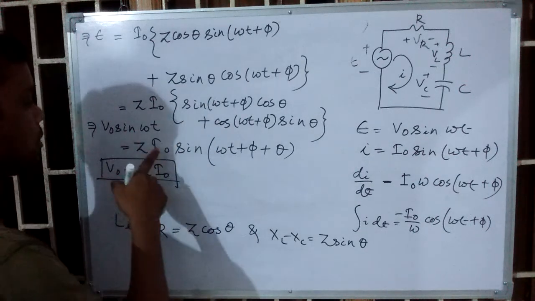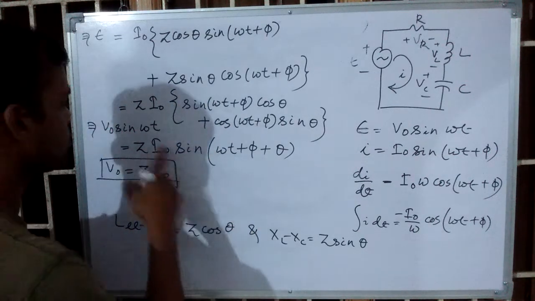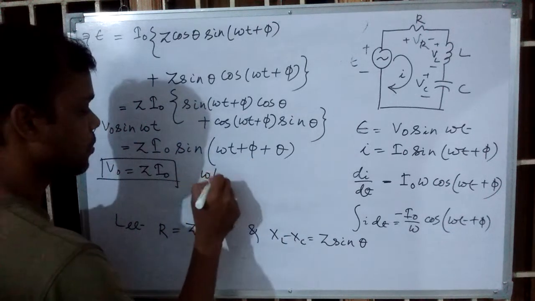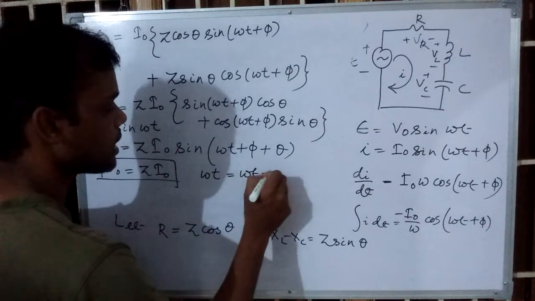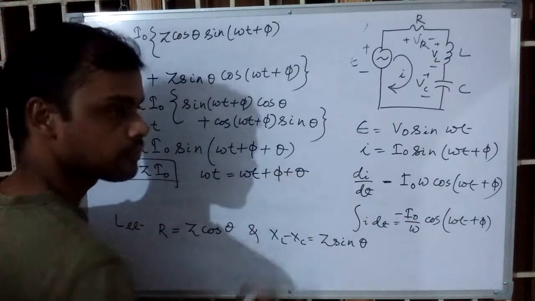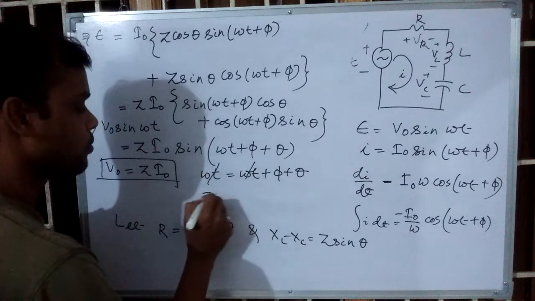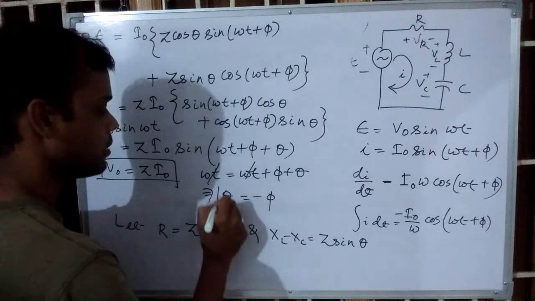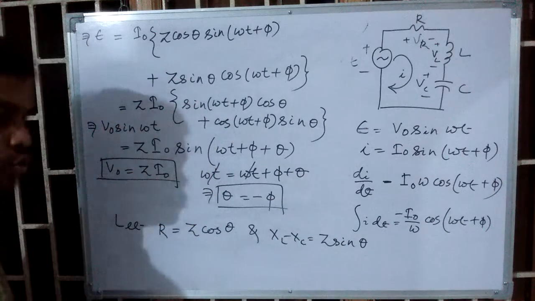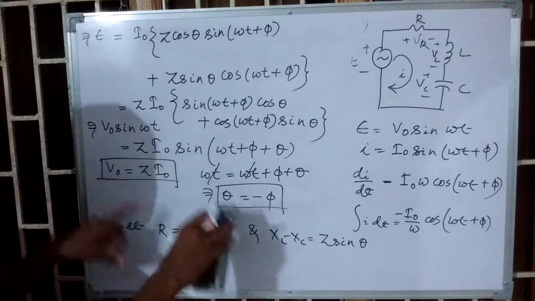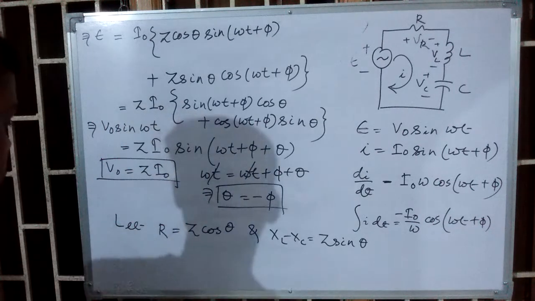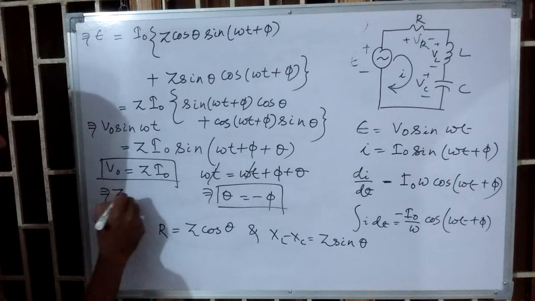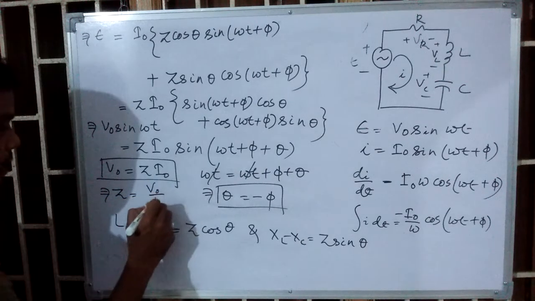Then another is phase is equal to phase. Then omega t is equal to omega t plus phi plus theta. Now omega t from both sides cancel, so theta is equal to minus phi. This is outcome number 2. Now we shall use these outcomes here also. So from this we get that Z is equal to V naught by I naught.